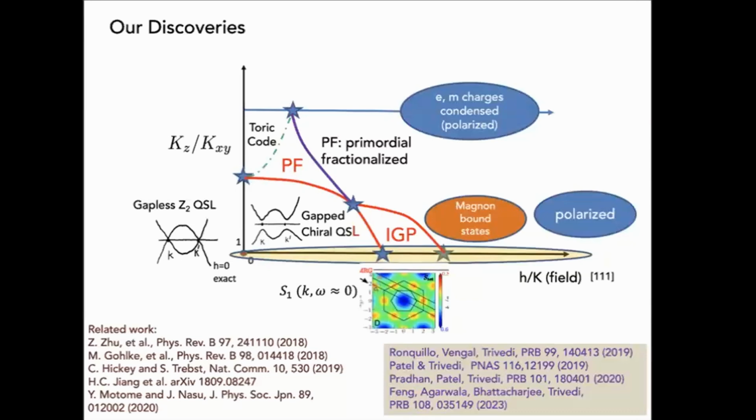As you go away at large Kz, the Majoranas get highly gapped, and you have only the gauge degrees of freedom, and that is a toric code limit, which we understand well. So that's a region that I will focus on.